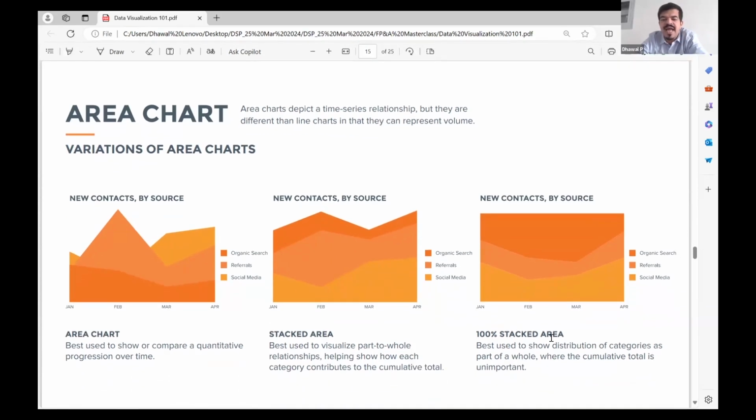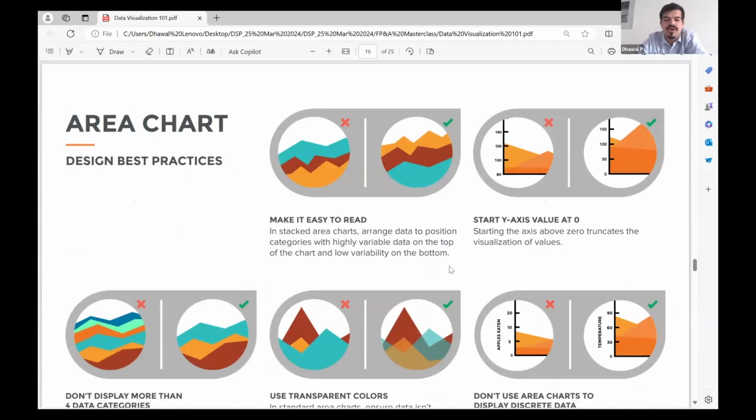Again, 100% stacked area chart where the whole is irrelevant, but I want to see my individual comparisons, how the movement is happening. And we are seeing that over a period of time from Jan to March, my organic search did very well. And then it started fading a little bit in April. So you can find these kind of trends as well through a 100% stacked area chart. Again, some do's and don'ts about area charts, what to use, when to use.